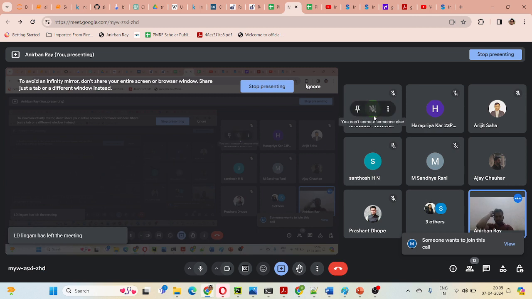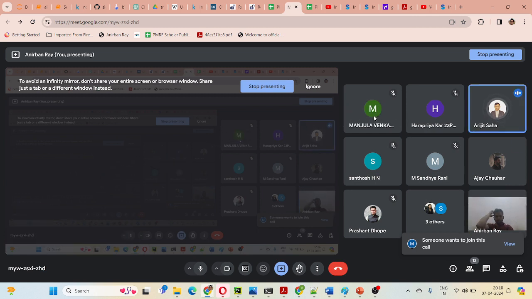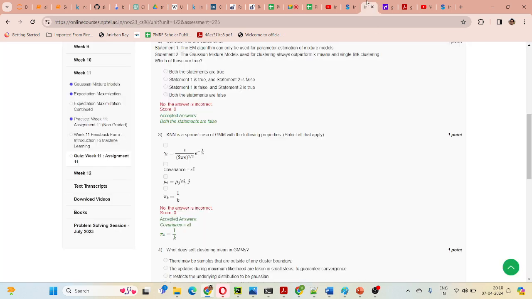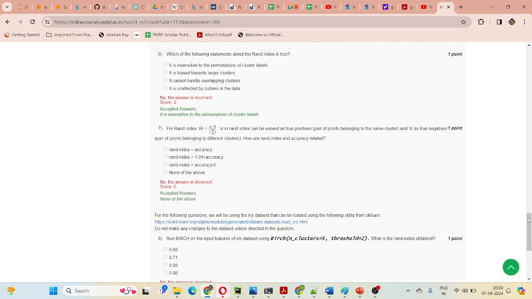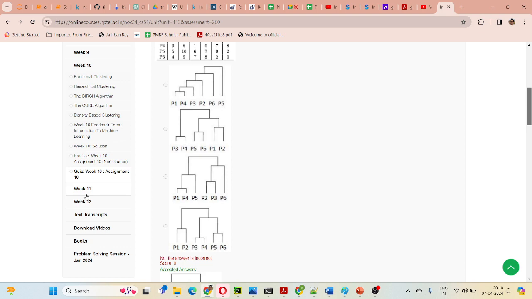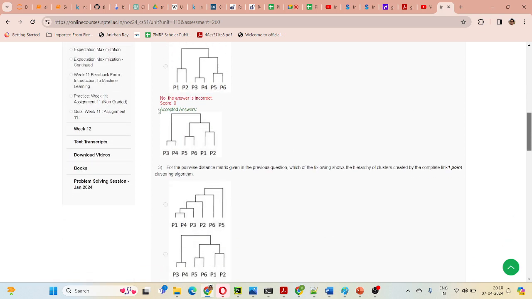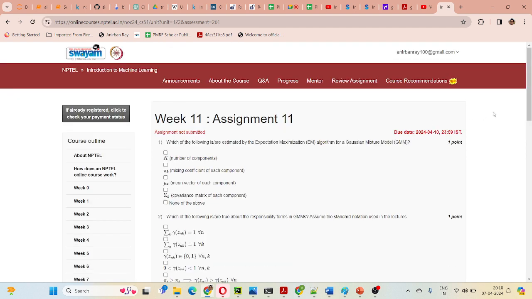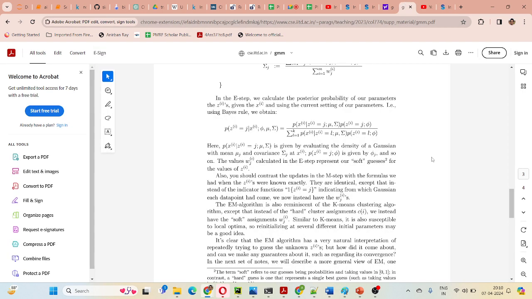Okay, can you give some hint for this week's assignment question? Let's see. Week 11, expectation maximization for Gaussian mixture models. Okay, so just let me read this one.